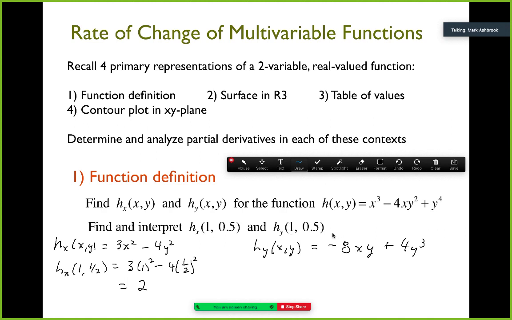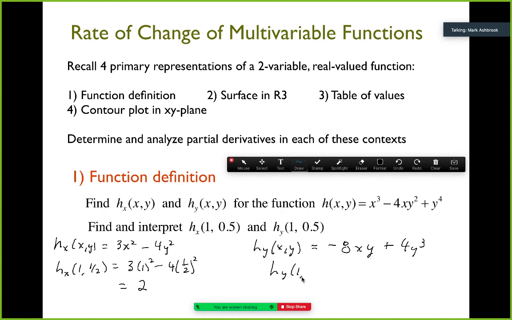Now these partial derivatives are themselves multivariable functions. What does that mean? It means that as you move around, as you choose different ordered pairs of x and y, you get a different rate of change every time. There's a rate of change associated with every single pair of x and y, so they themselves are multivariable functions.